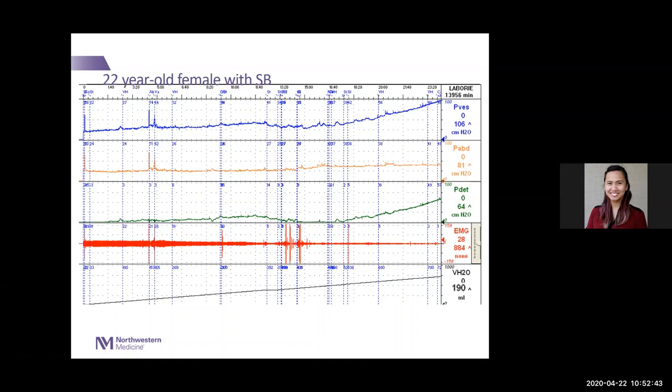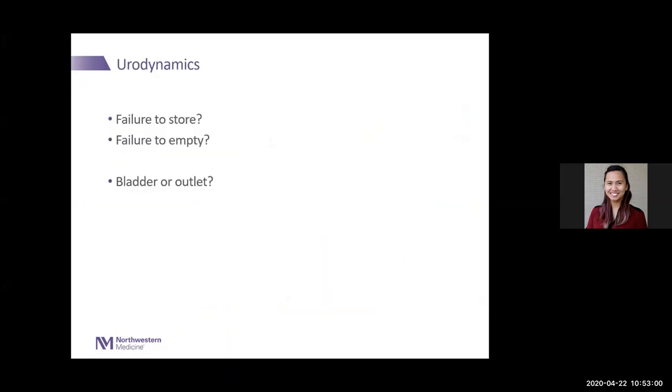So this lady definitely needed the bladder augment and the sling, but she might not have. We weren't 100% sure. I'm not sure here what's going on. Probably her pressure was already getting bad, but you really want to prove that so that you're doing the right thing for the patient. So yes, failure to store, failure to empty. Her failure to store is due to her bladder. Her failure to store is also due to the outlet, right? And her failure to empty is due to the bladder, she can't void.